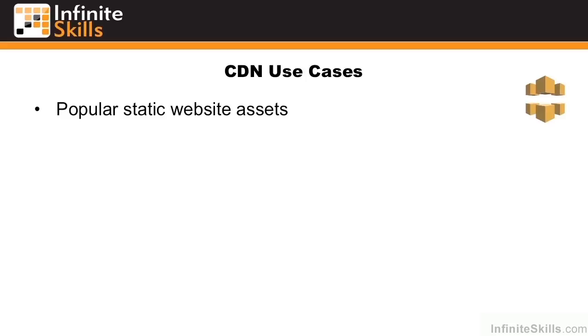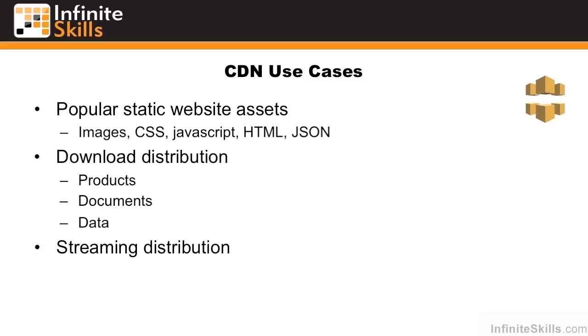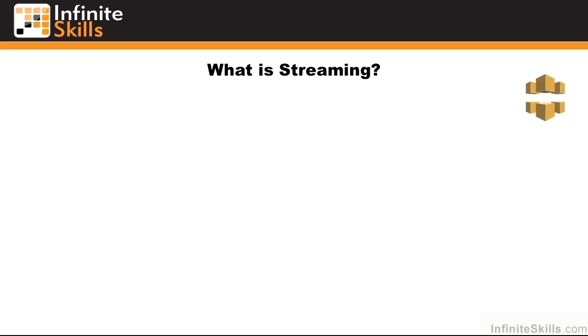CDNs have lots of great use cases. They're awesome for popular static website assets, stuff like images, CSS, JavaScript, HTML, and so on. You can create one of two different kinds of distributions. One is called a download distribution, which uses HTTP. This would be great for downloading products, documents, and sharing data with customers. There's also streaming distributions, which are good for audio and video.